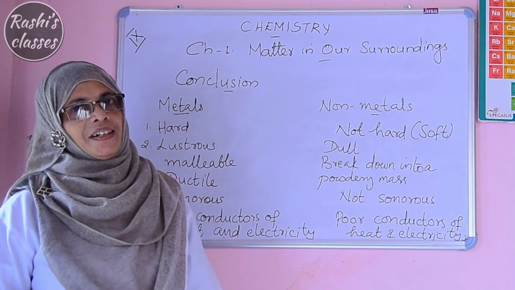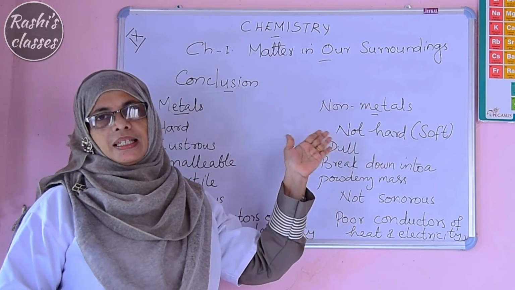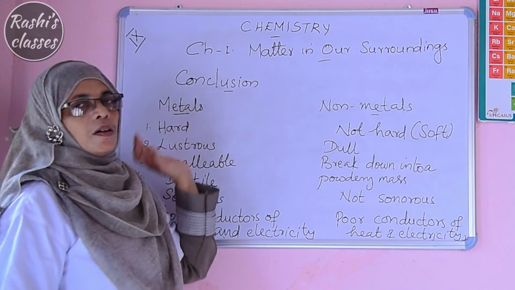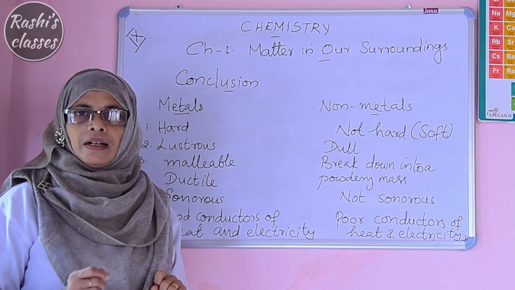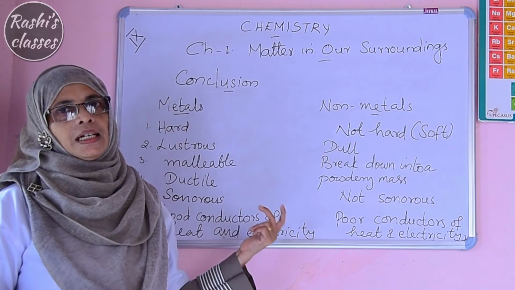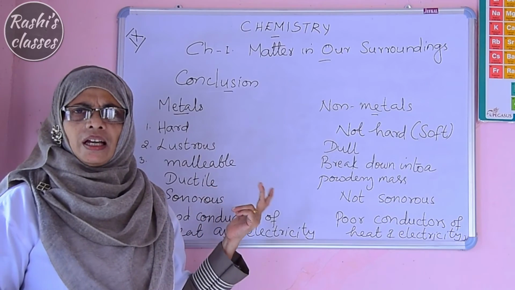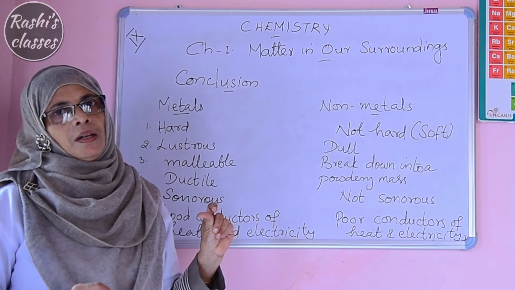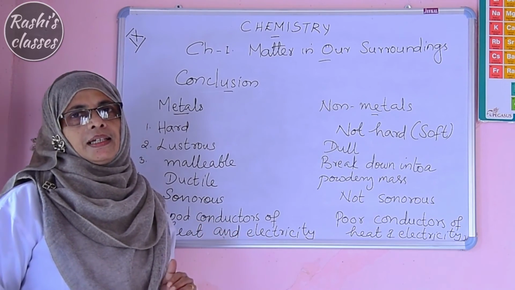What all things we studied? So far we have studied the difference between metals and non-metals and their physical properties. Let us conclude. Metals are hard. They are lustrous, malleable, ductile, sonorous, and they are good conductors of heat and electricity. While non-metals are not hard, that is, they are soft, dull in appearance, break down into a powdery mass on tapping with a hammer, not sonorous, poor conductors of heat and electricity.